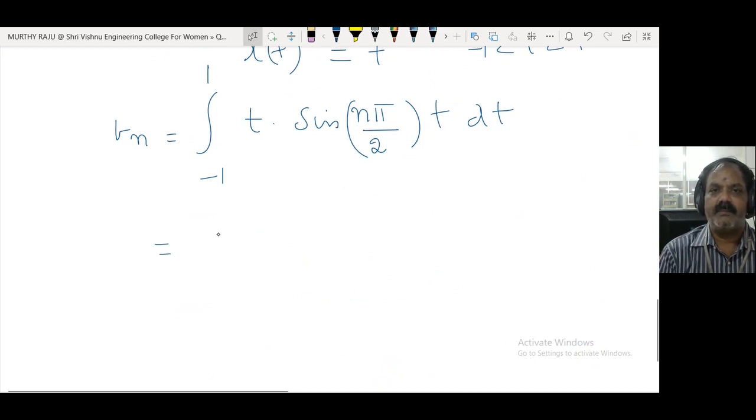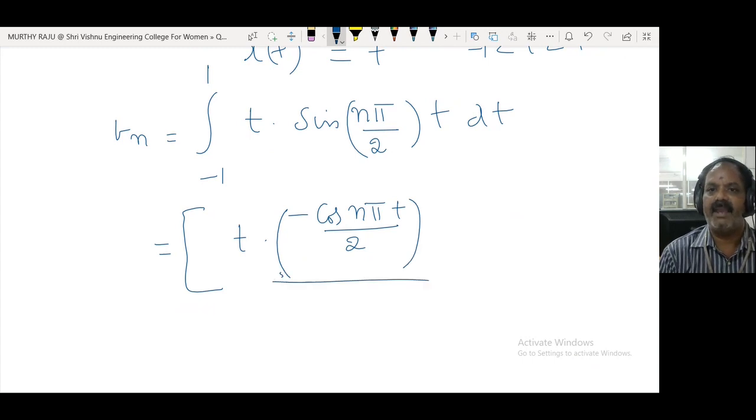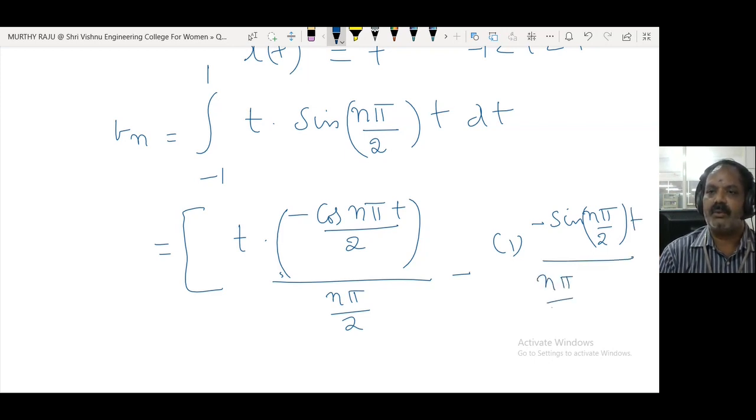This is equal to, by using the UV formula, first t into the integral of sin(n pi by 2 t), which is minus cos(n pi by 2 t) by n pi by 2, minus the integral of the differentiation of t, d by dt of t, which is 1. Again, the integral of cos(n pi by 2 t) is sin(n pi by 2 t) by n pi by 2, so into (n pi by 2) whole square. Again, integrate this entire function. We will get this one.